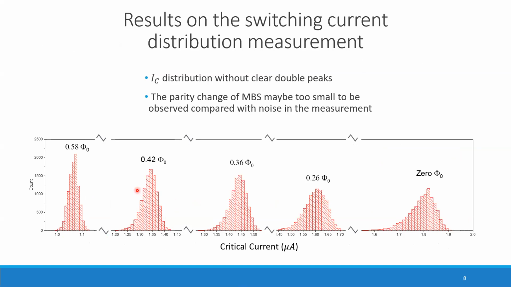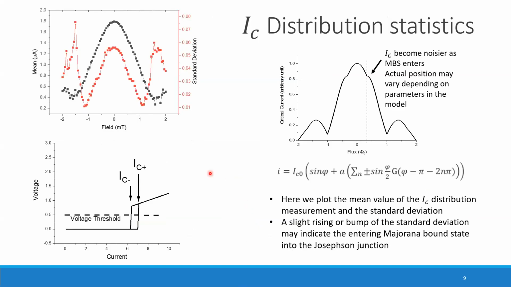So here is a measurement result on another device. As you can see, at all magnetic fields, we only measured a single peak critical current distribution. This may be due to the device: parity change of the Majorana bound state may only cause a small separation or small difference of the critical current, and it may be too small to be observed in the critical current distribution measurement. However, we can still use this data and plot the standard deviation of the distribution at different magnetic fields.